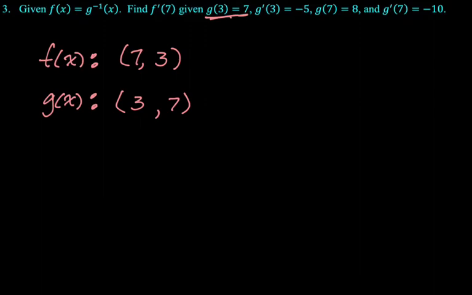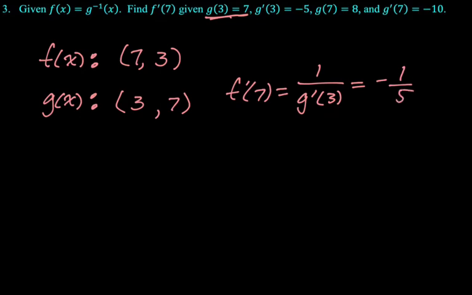which means 7, 3 for f. You don't actually need that 7, 3 ordered pair to solve this, I don't think, because you just need f prime of 7. But anyway, I always filled that in. All right, so at this point, we know f prime of 7 is going to be 1 over g prime of the corresponding point, so 3. And then if you look at the given, g prime of 3 is negative 5, which means we get negative 1/5.